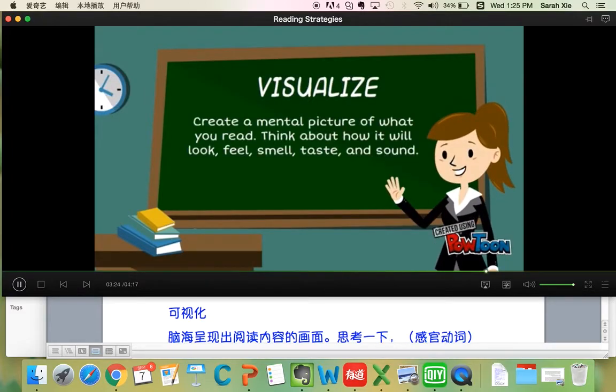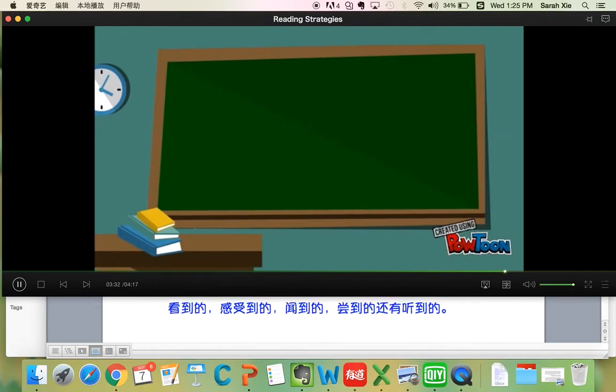Visualize. Create a mental picture of what you read. Think about how it will look, feel, smell, taste, and sound. If you're reading a book about cold weather, how will it feel? What will it look like?